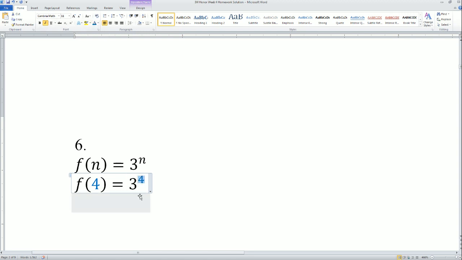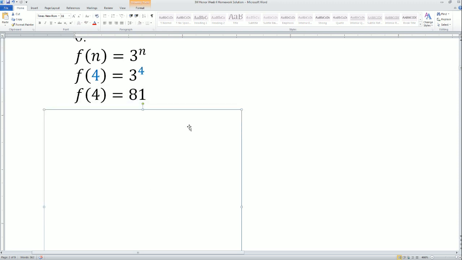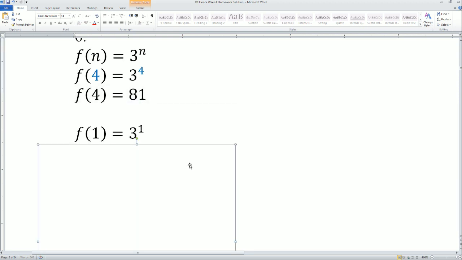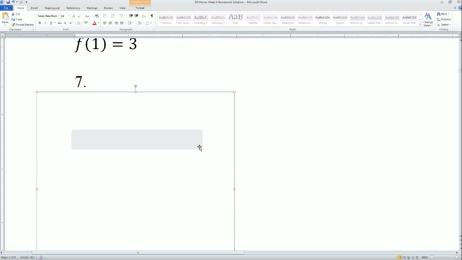Okay, and 3 to the power of 4, that should be 81. So we say function of 4 is equal to 81. The next one, f of n is equal to 3 to the n power, right? But you substitute 1 in here for n. So f of n is just equal to 3, right? 3 to the power 1 is in and of itself.